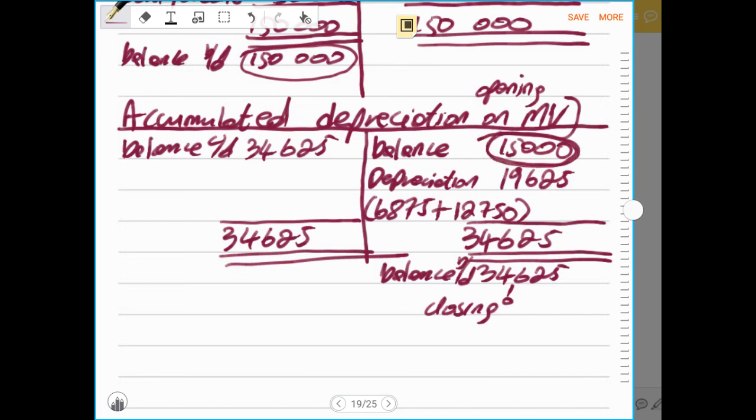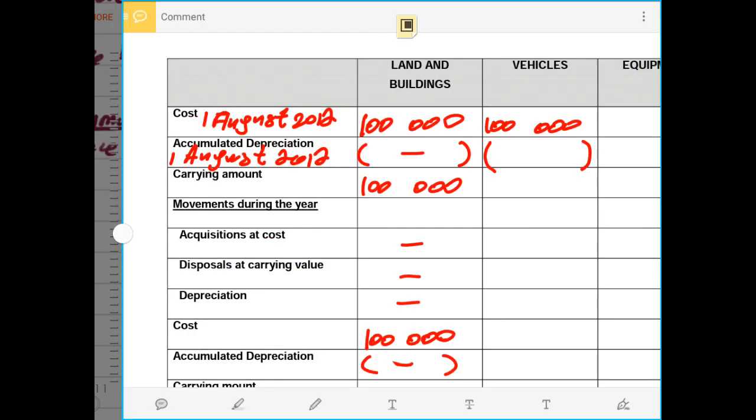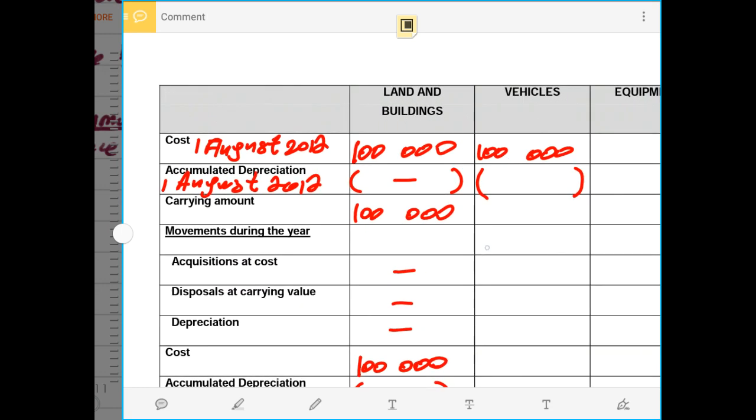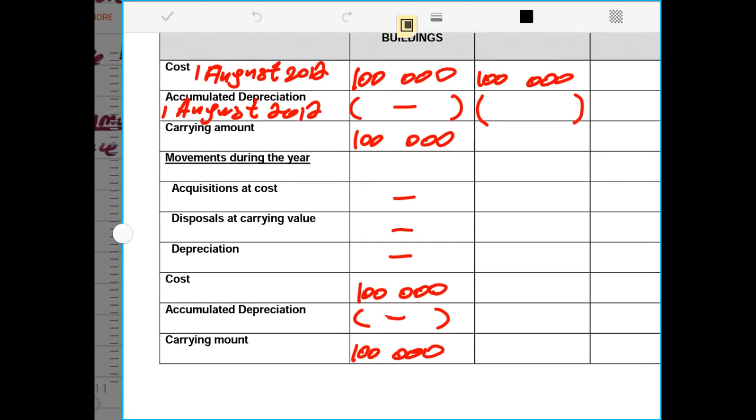So now we do the same thing. Just wrap there and add the 0. So 15,000 rands is the opening balance for motor vehicles. We write that as an opening balance, 15,000 rands. So the carrying amount for motor vehicles will be 85,000 rands. Then we come to the heading of the movements.